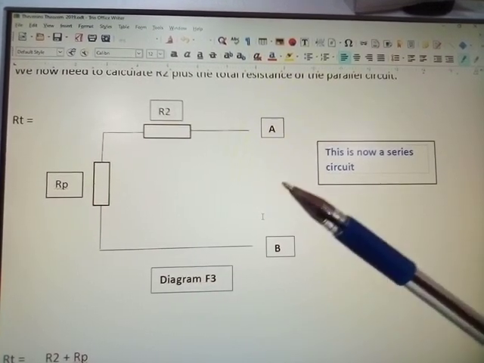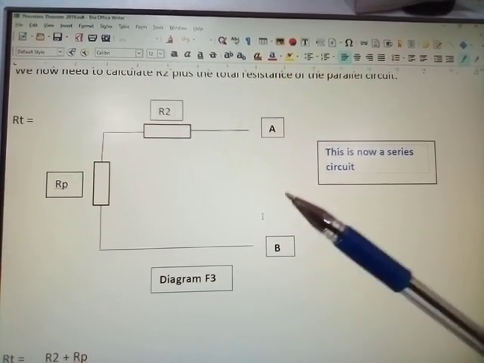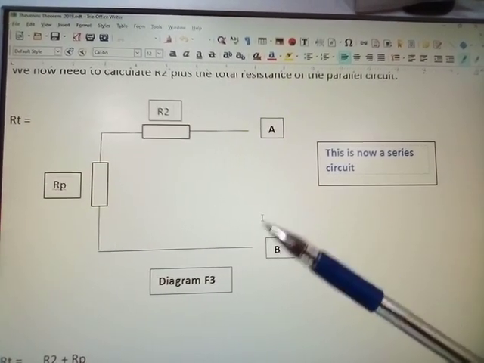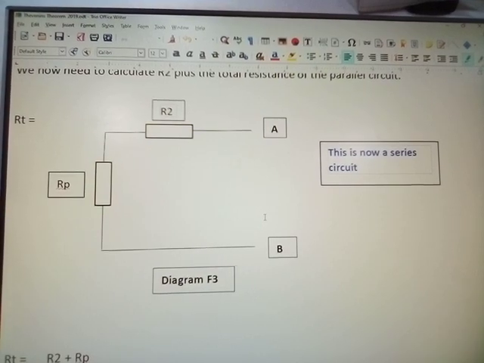Draw the diagrams out. Put in the values. Do not assume you can do it just off the top of your head. You're not as clever as I am, and I have problems.